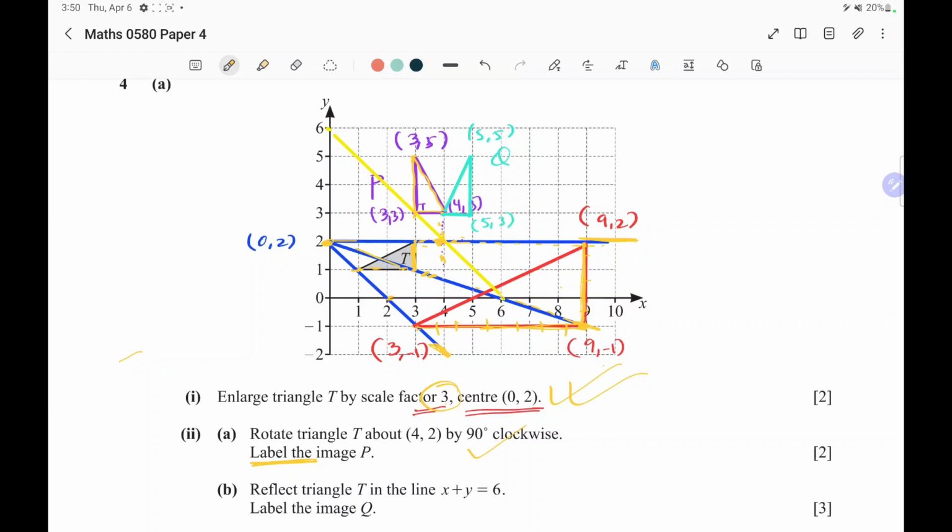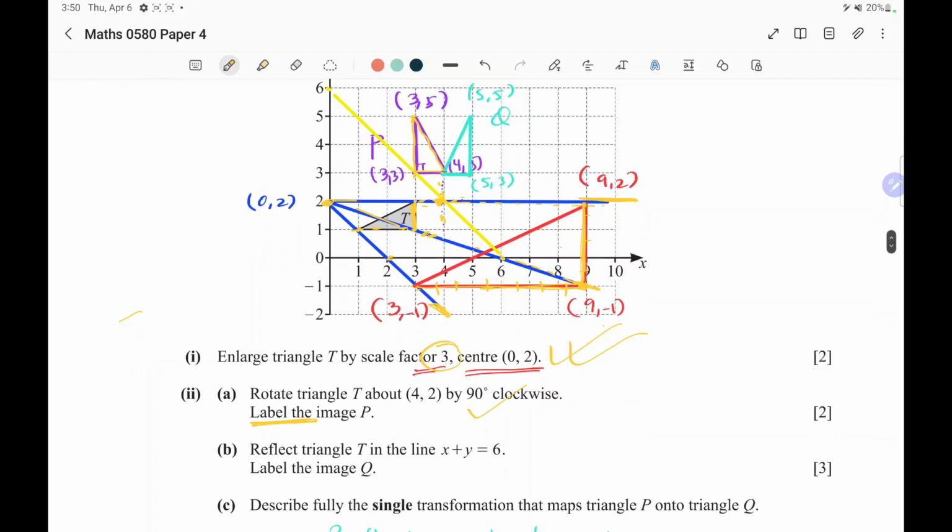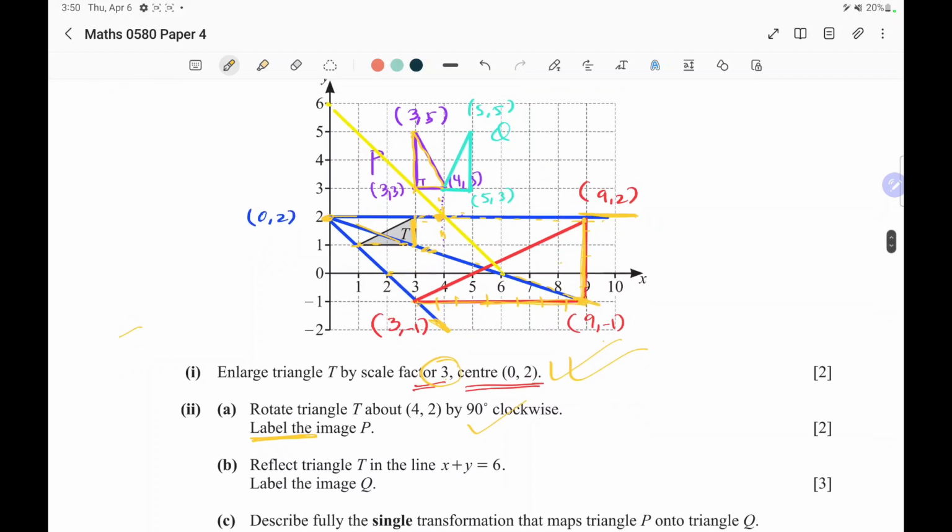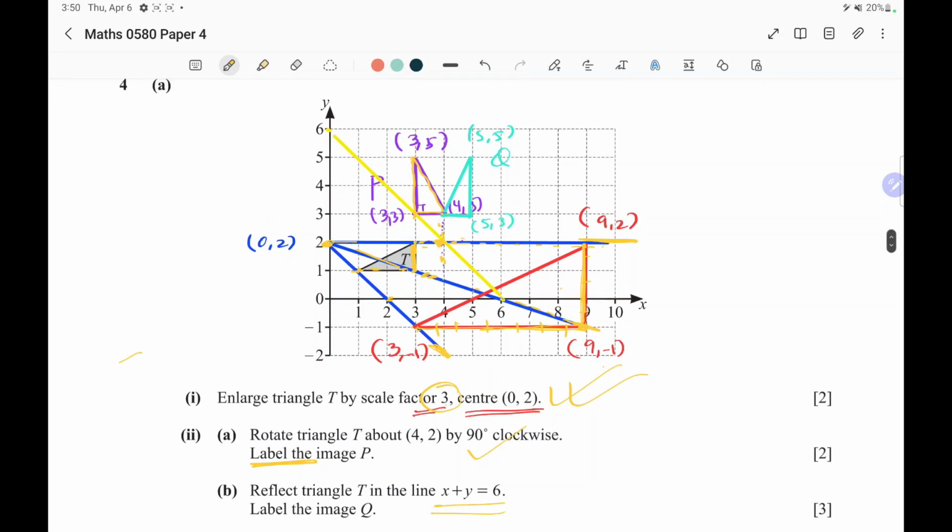So this is the rotated triangle. Now reflect triangle T in the line x plus y is equal to 6. So first of all I have to draw x plus y is equal to 6. So this is the line, this is the line x plus y is equal to 6 here.